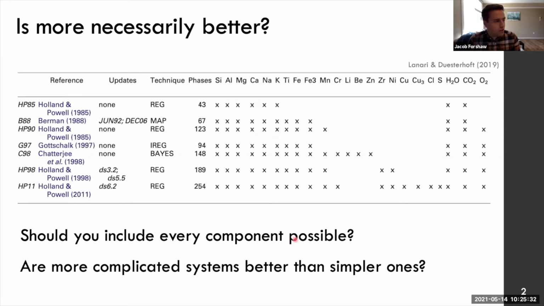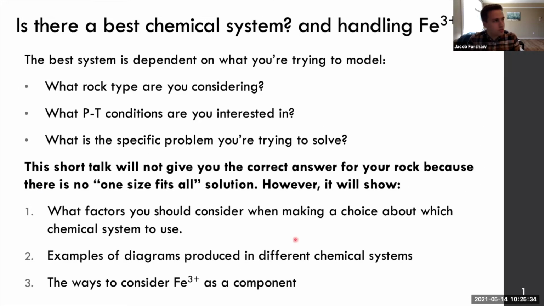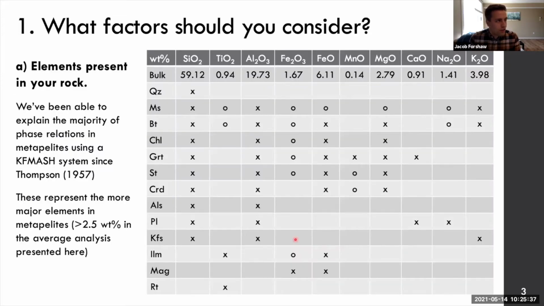So to answer this first question, what factors should you consider? I've pulled up this table here, and it shows the weight % oxides along the top and the average bulk metapelite that I was using in my calculations yesterday and will be using again today. And so the point here is that we've been able to explain the majority of phase relations in metapelitic rocks using KFMASH since Thompson.